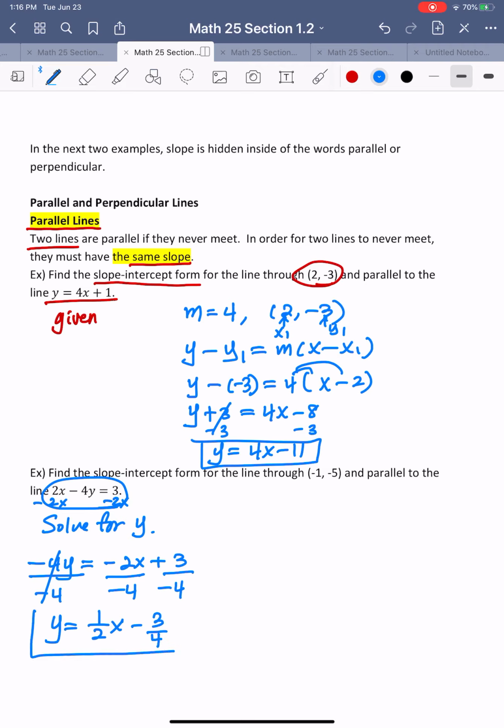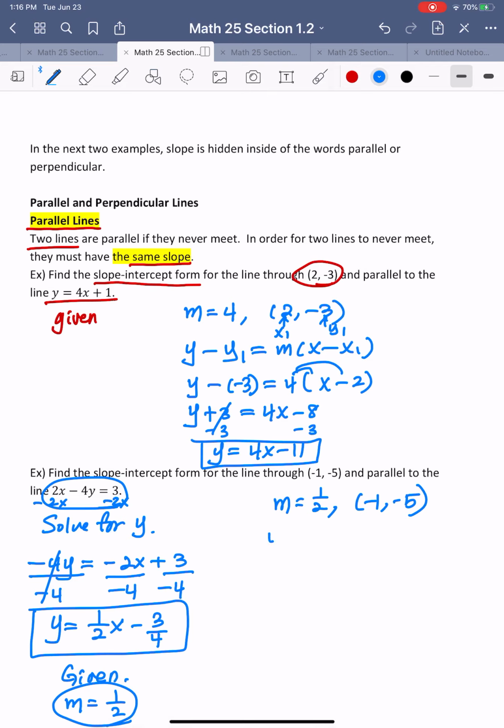So now we have the given equation. As a given equation, we just need to take the slope out, which is 1/2. So this is what we're going to use. So the slope is 1/2, and the point is (-1, -5). Okay? And then point-slope form: y minus y sub 1 equals m times x minus x sub 1. So y minus -5 equals 1/2 of x minus -1.